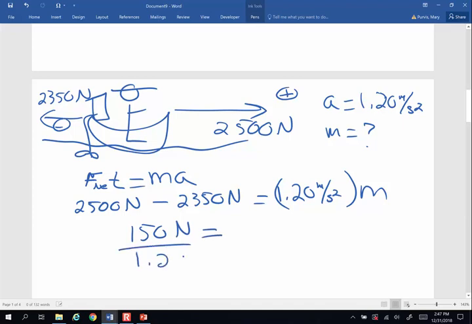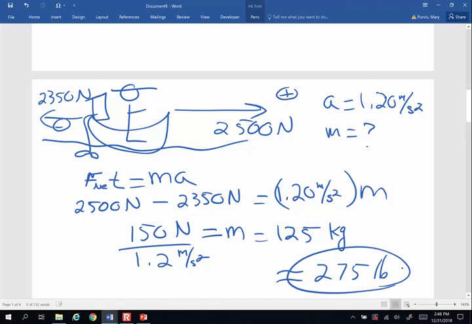Divided by 1.2 meters per second squared is going to give me the mass of the boat, which is 125 kilograms, which is right around 275 pounds. If you've got a light boat and a light human, that will work.